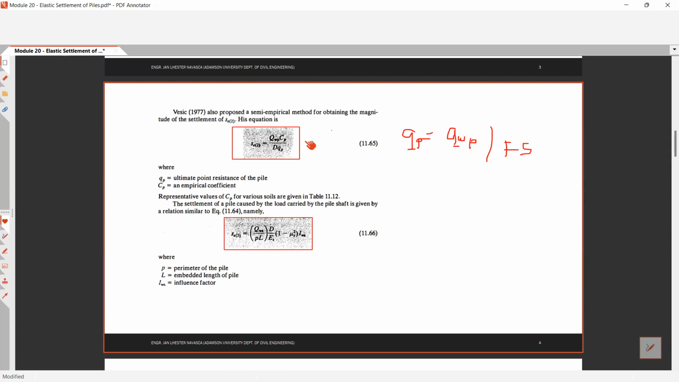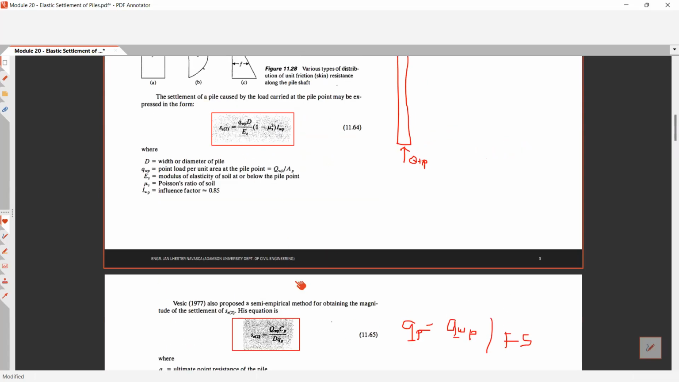Okay, next natin is yung SE3. Okay, the settlement of pile caused by the load, okay, carried by the pile shaft, that is given by a relation similar to this equation, 11.64. Okay, similar to this one.